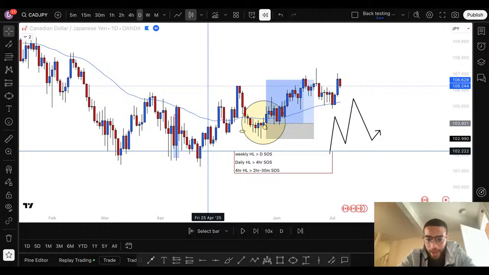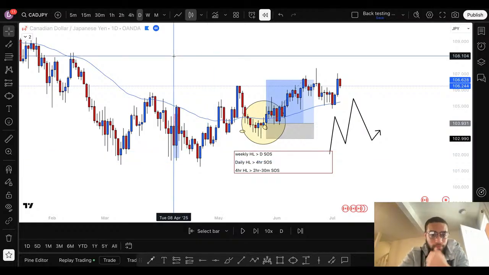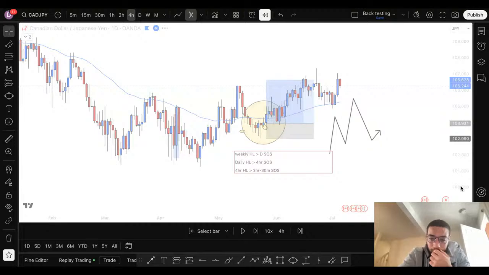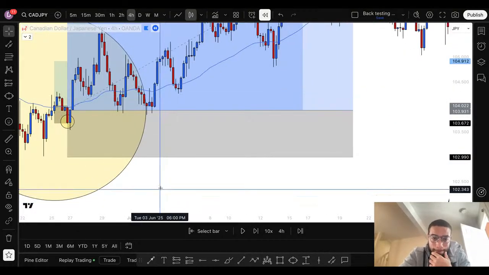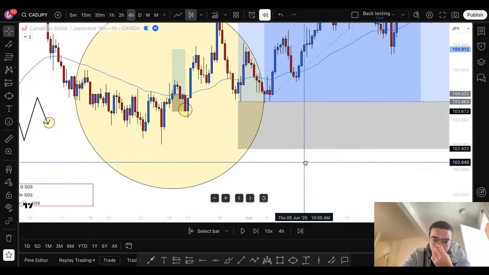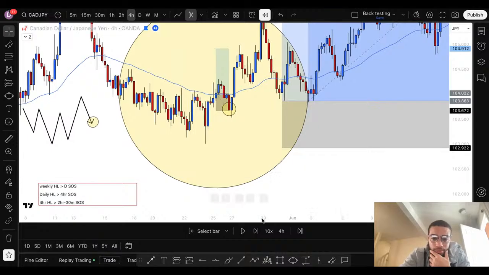the 4-hour is bearish. So we need the time frames all trending in the same direction and all at the same stage in structure, which is the higher low and the lower high. So when we come down, okay, now where's my entry though? Where's my entry?